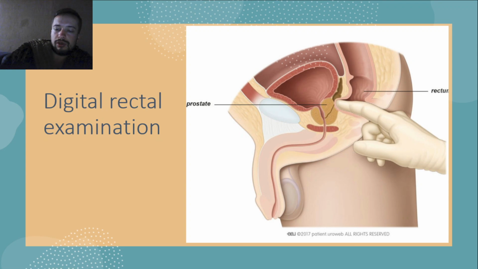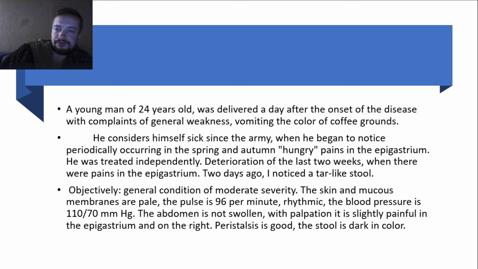Insert a gloved lubricated finger into your rectum and feel the back wall of the prostate gland for enlargement, tenderness, lumps, or hot spots. All these signs can indicate a tumor.